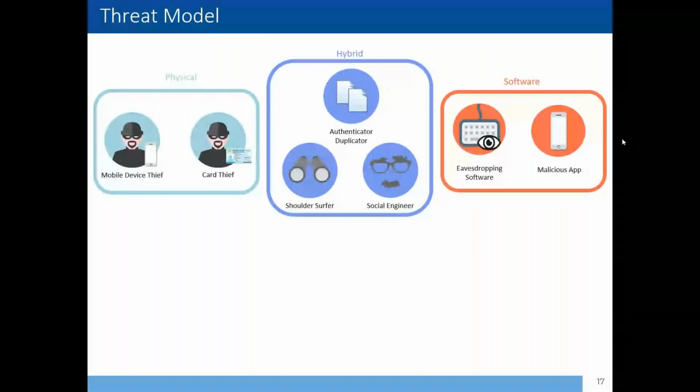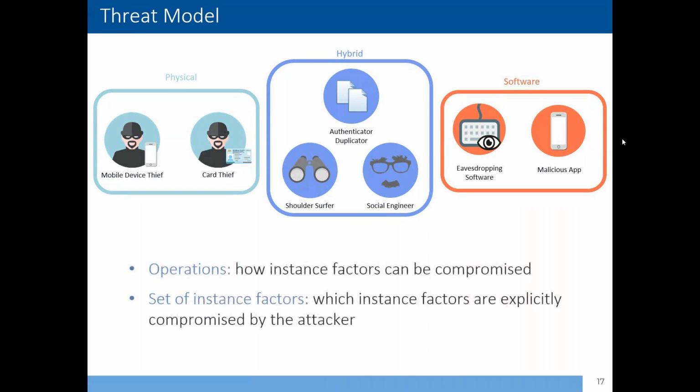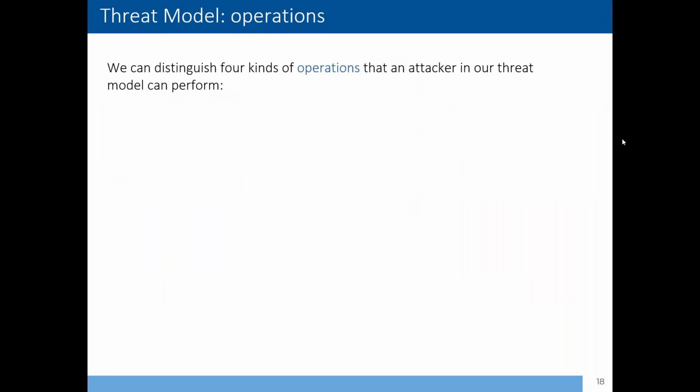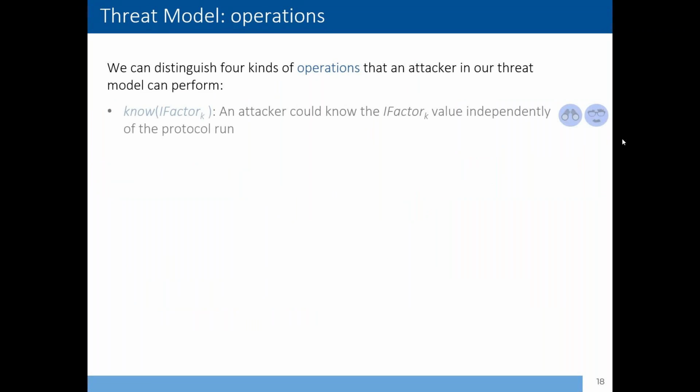To perform this analysis, we need first to define the threat model. And for doing that, we start from the NIST specification, and we identified a set of physical and software attackers. And then for each attacker, we have defined the operations that they can perform and a set of instance factors that they are able to explicitly compromise. About the operations, we distinguish 4 operations. So we have that an attacker could have the ability to know a knowledge factor.